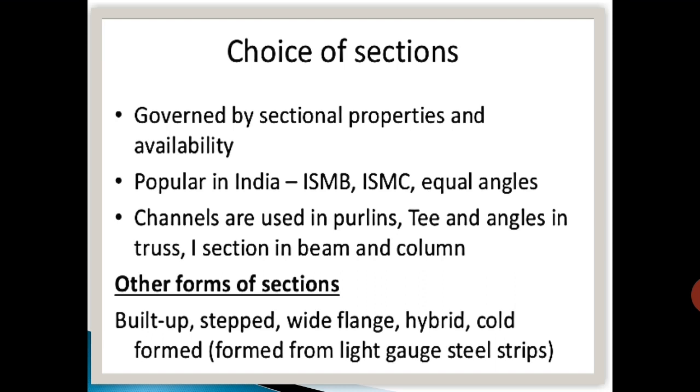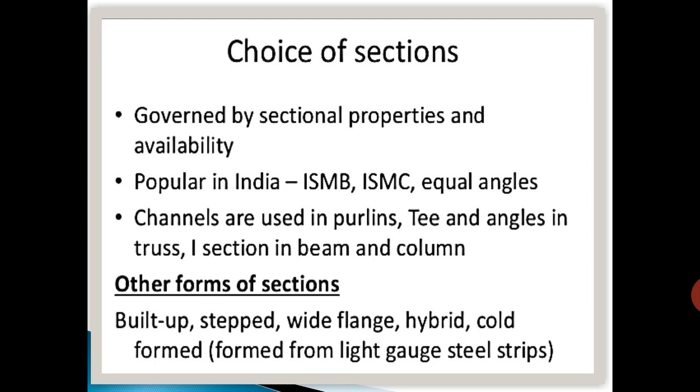So, choice of section. First of all, why choose steel structure? Because steel structure gives greater design strength and durability, easy installation and speedy construction. So choice of section is governed by sectional properties and availability, and what is popular in India is ISMB and ISMC. ISMB means Indian Standard Medium Beam and ISMC means Indian Standard Medium Channel Section or Equal Angle Section.